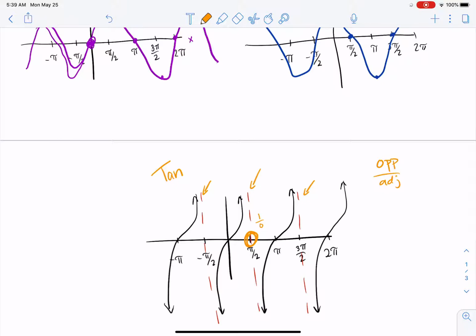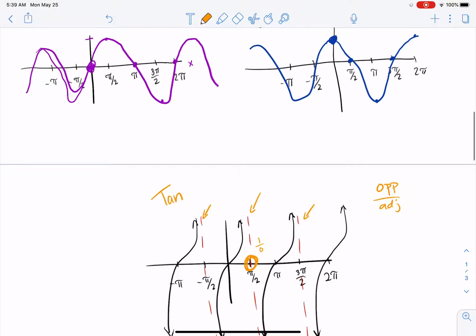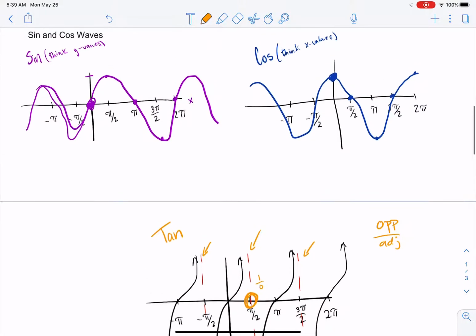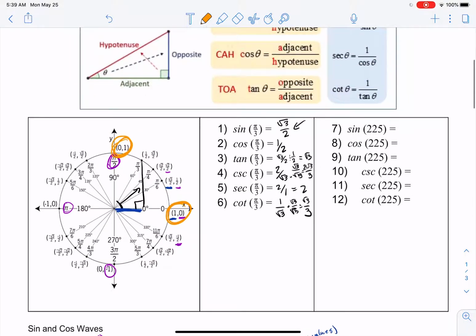So that's just a quick look at these graphs. You'll do a lot more with this next year, but I wanted you to at least see where these waves come from, why they exist, and start to pay attention to those patterns. Hopefully all this makes sense.